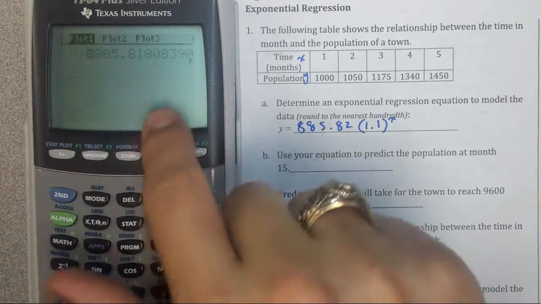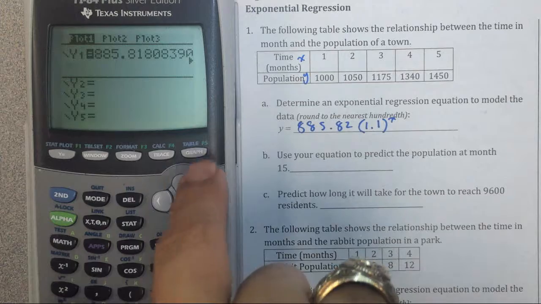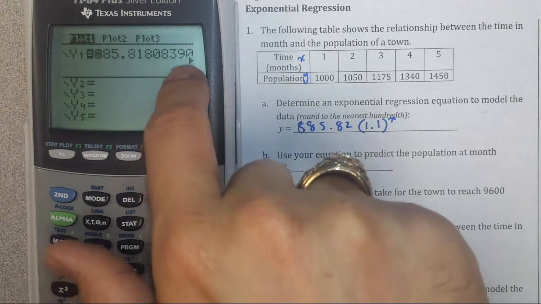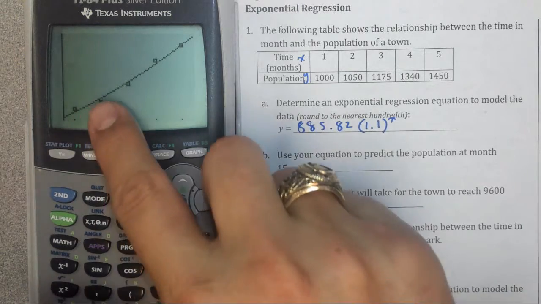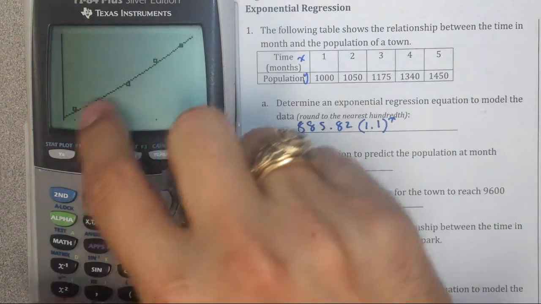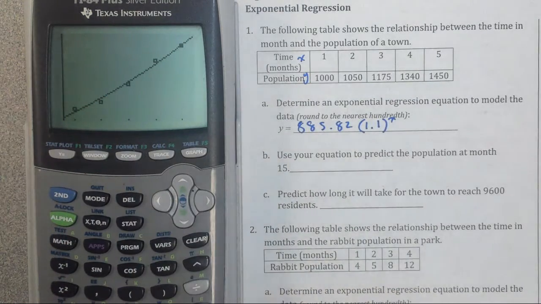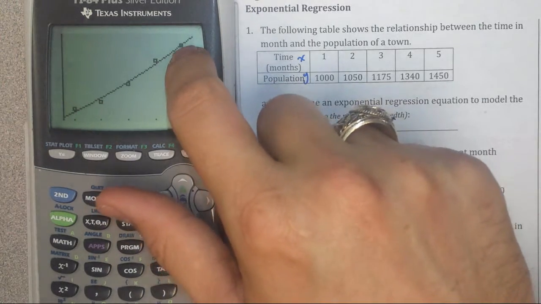So I go look at y equals, all those numbers are in there. It put it in, because I put it into y1, it put it in there for me. So it looks like it does pretty good. It goes kind of straight through all those points. That one's actually a very good point.